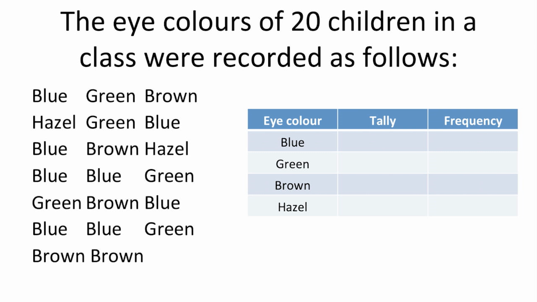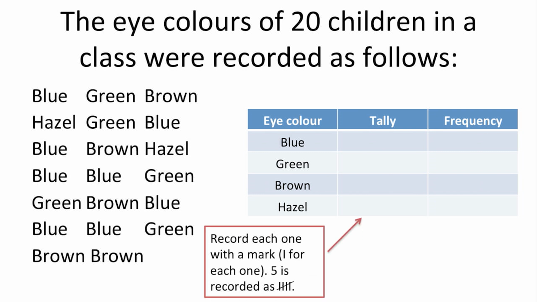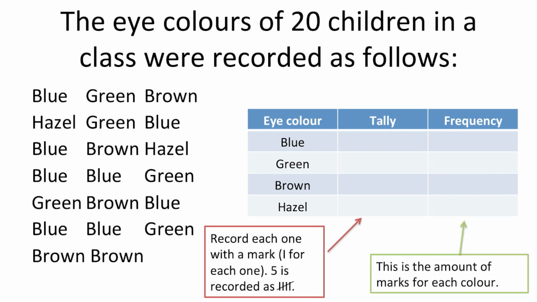We then have our next column, which is the tally column. And tally is using that 5-bar gate method way of recording. And each mark represents 1 student, and we would record 5 students as 4 marks with a diagonal mark going through them. And then our final column is the frequency column, and that is the amount of students with each certain eye colour. So in other words, we'd add up all our tally marks to work out our frequency.